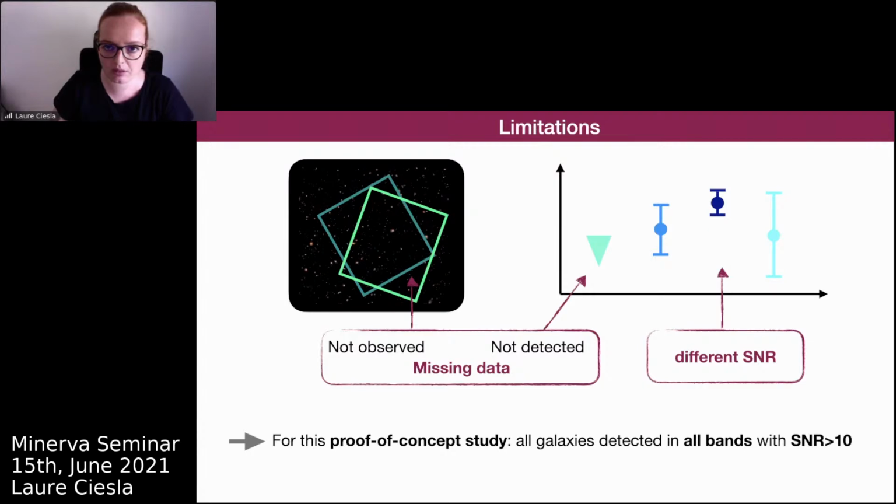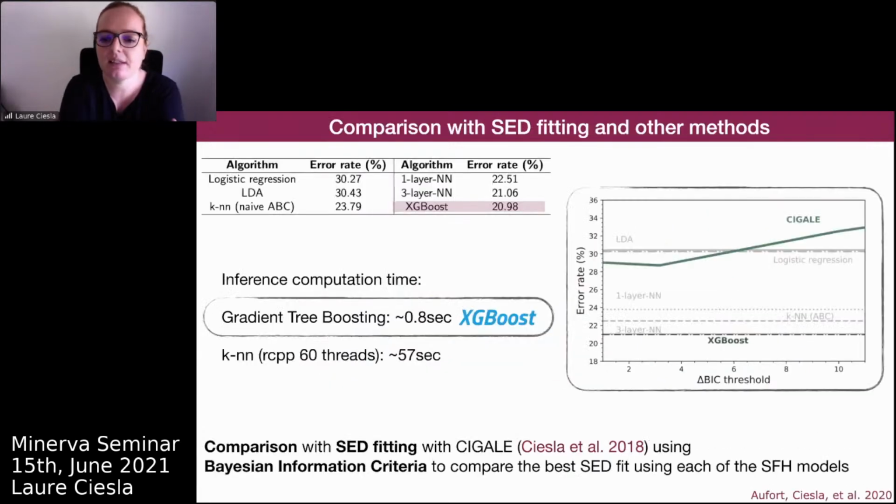Okay. So here are the results. So on the top left table, you can see all the machine learning algorithms we tested and the error rate we obtained. And the best results were obtained with XGBoost, so something close to 21%. And also XGBoost provided results that are very fast, like for the whole sample of 200,000 sources. It provided results in less than 1 second, when KNN provided in less than 1 minute. So 1 minute is not a lot, but here we had something very, very fast.